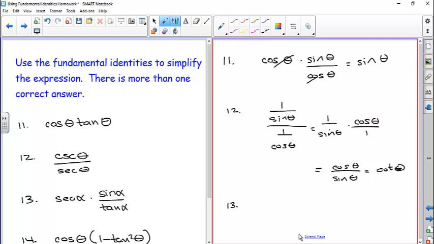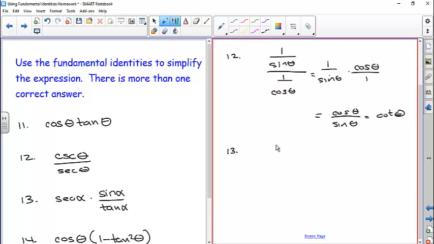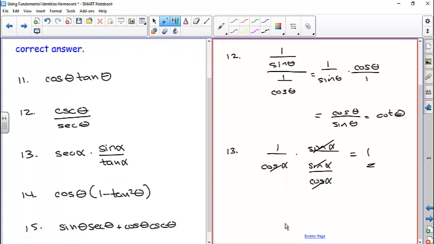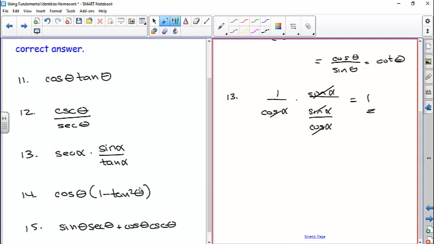Okay, number 13, similar kind of deal. The secant is 1 over the cosine. The sine is just the sine. The tangent is the sine divided by the cosine. And you see those cancel out and those cancel out. And so all we have left is 1. So that's the simplification.